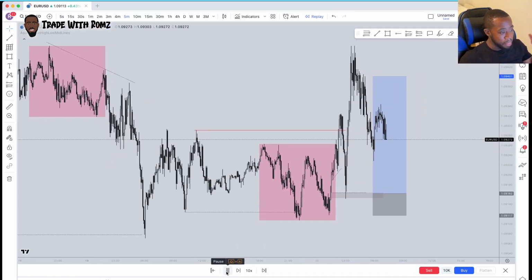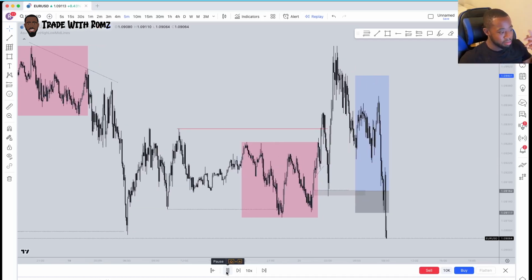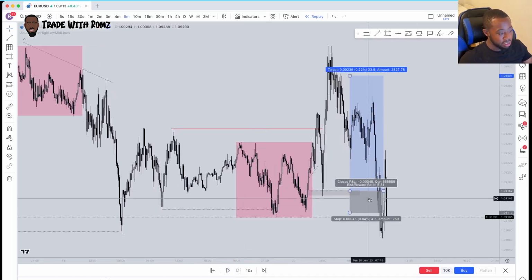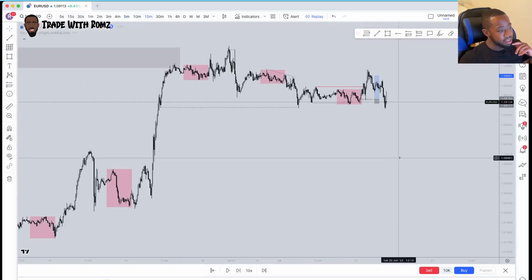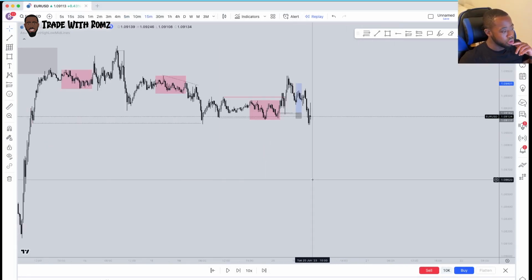Came back down and then took out literally the rest of my trade. Boom. So 50% of my trade partials were taken, the rest of it taken out. So that was that. That trade done. And that day, I didn't really trade anymore during New York. I left it at that, right?